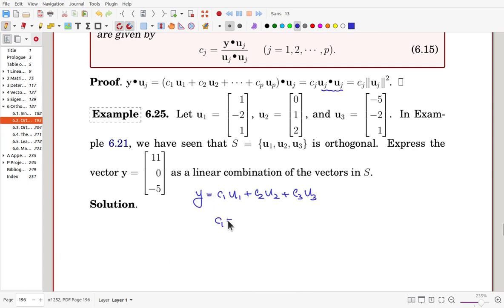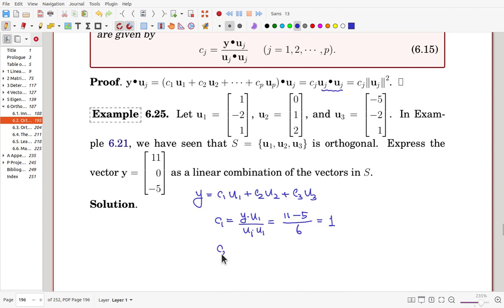Now, C1 is y dot U1 divided by U1 dot U1. We can express the denominator as U1 norm squared. Now y dot U1: the first component gives 11, then 0 and minus 5. And the bottom is U1 dot U1, which is 6. So C1 must be 1.